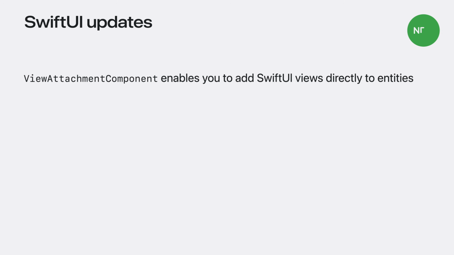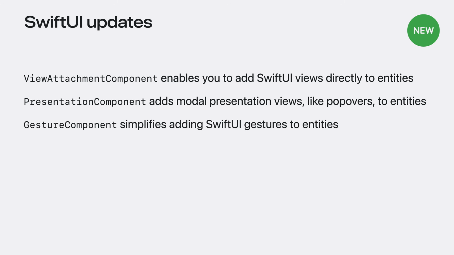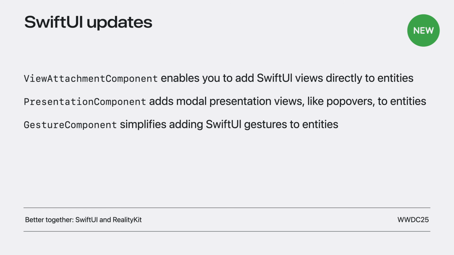This year, RealityKit is also introducing some brand new components to allow for better SwiftUI integration. The View Attachment component makes it very simple to add SwiftUI views directly to your entities. Additionally, the Presentation component enables you to add modal presentations like popovers to entities. Also, the new Gesture component simplifies the process of adding SwiftUI gestures to entities. Please check out the Better Together SwiftUI and RealityKit session for more information on what's new with SwiftUI and RealityKit integration this year.